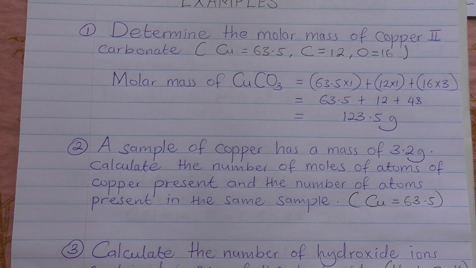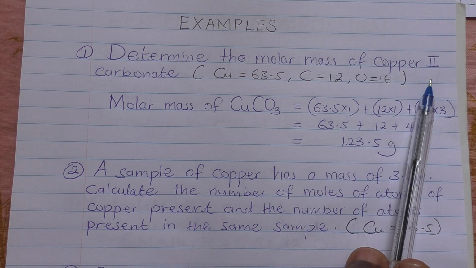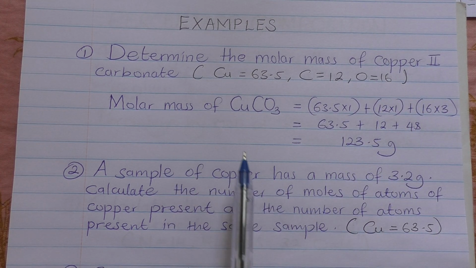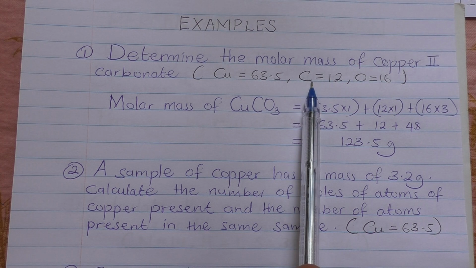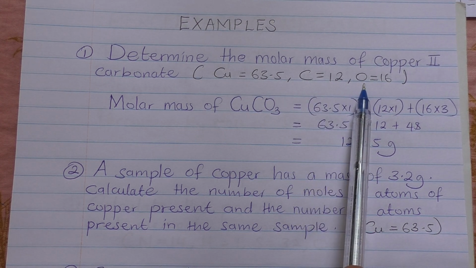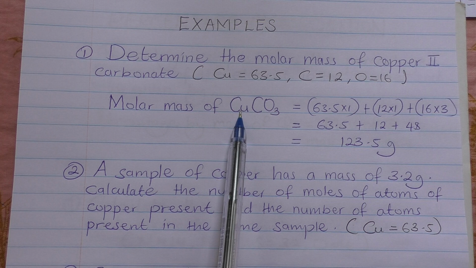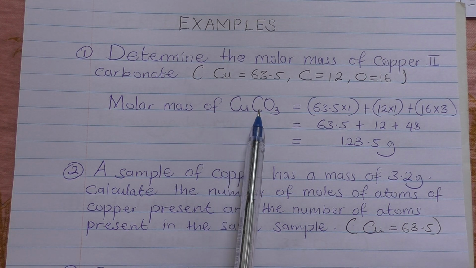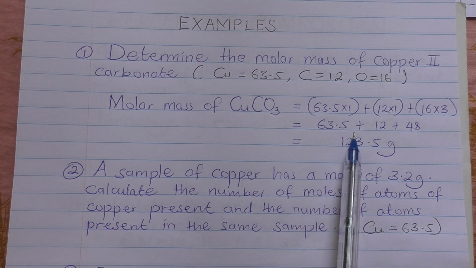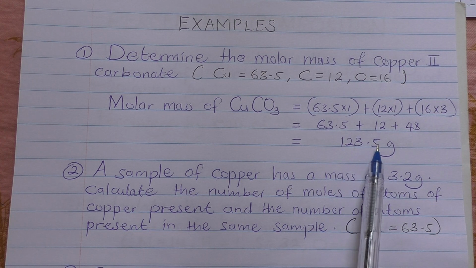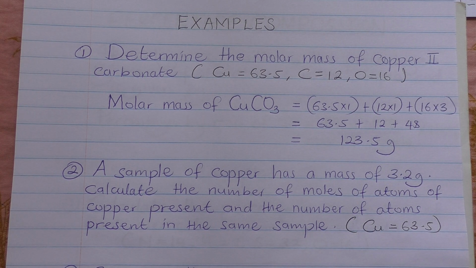Example 1 says, determine the molar mass of copper 2 carbonate. So the atomic mass of copper is 63.5, that of carbon is 12, and that of oxygen is 16. So to determine the molar mass of copper 2 carbonate, we shall get the atomic mass of copper plus that of carbon and 3 times that of oxygen. Which gives us a total of 123.5 grams. That is how we get the molar mass of copper 2 carbonate.